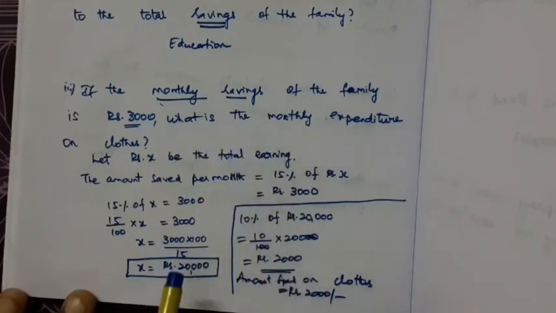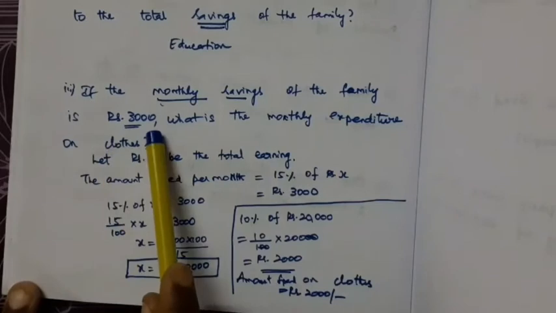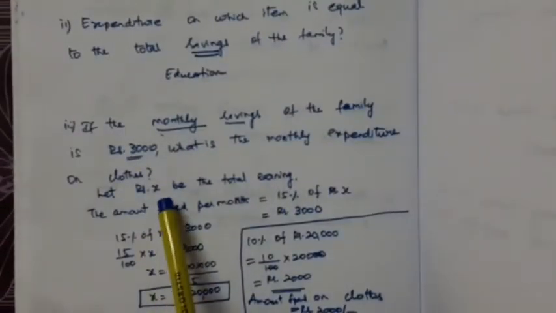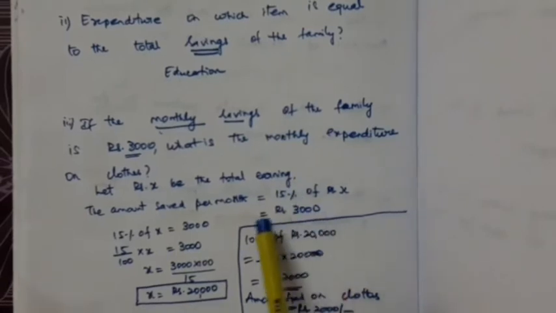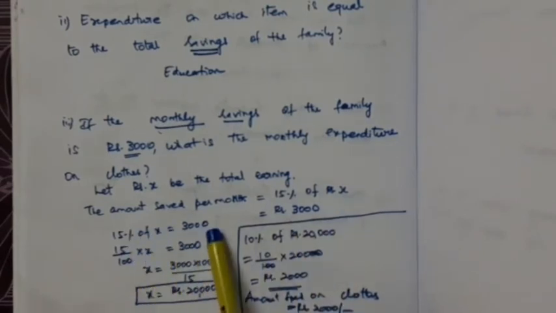the family. That is, they didn't give what X is here. Okay, this 20,000 is the total earning of the family, but they have said the monthly savings of the family is 3000. So the monthly saving here is 15%. So now we can consider, let X be the total earning, so the amount saved per month is 15% of this total amount. So 15% of X is 3000. From that you can calculate the total earnings of the family.